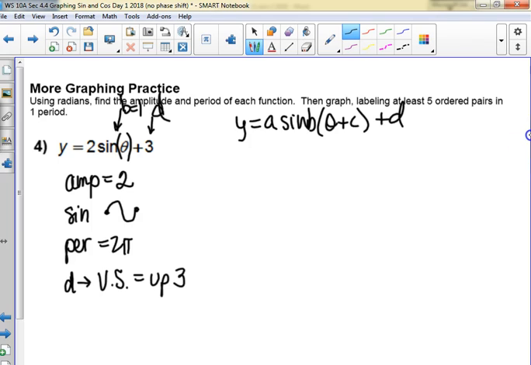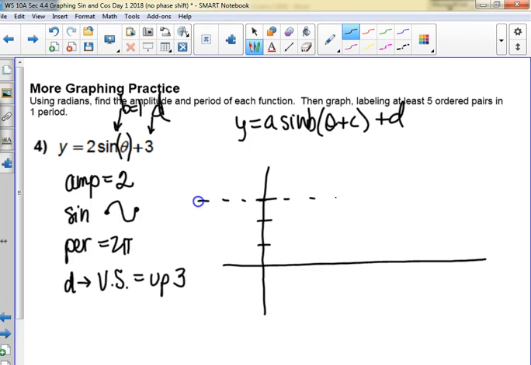Now, I don't know what your teachers did last year, and I don't know what Miss Osar does. I am not a big fan of just renaming this, but I will let you do that if that's what you're used to. I don't care. I usually shift the whole thing. So if I'm going to go up 3, I usually draw a new midline at 3. This is y equals 3, and that's the midline.